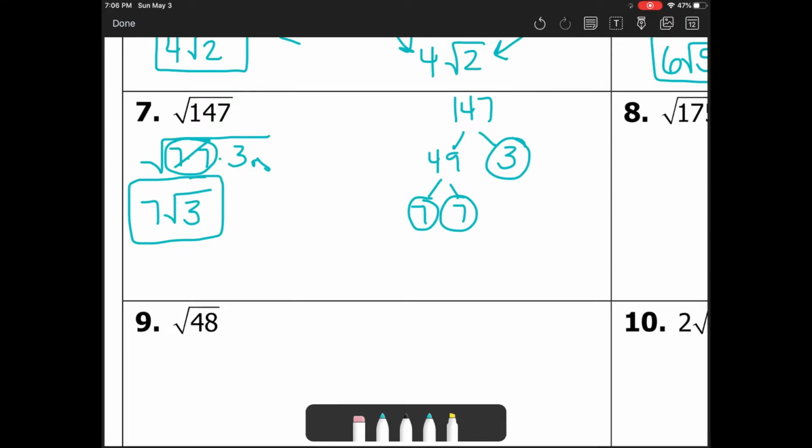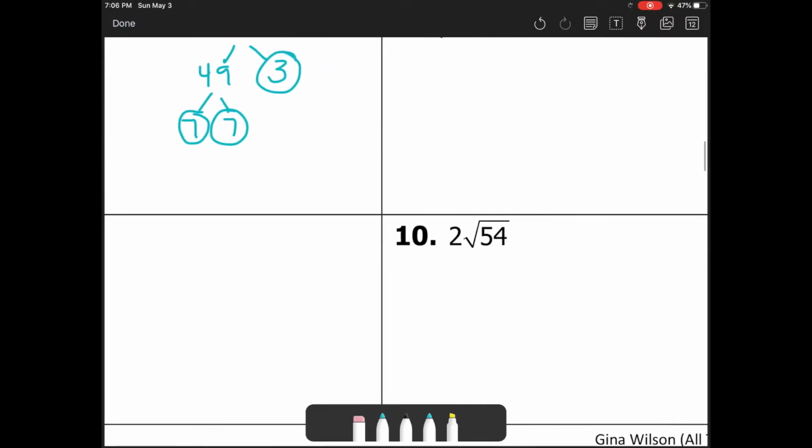Let's take a look at one that has a number out front of the radical sign. Take a look at number 10.